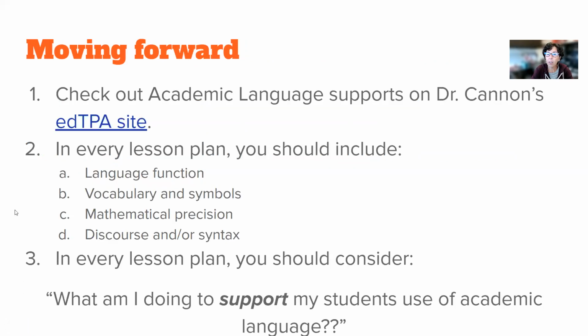Dr. Cannon has a lot of great academic language supports on the EdTPA website. And what's important for you to think about now, moving forward, in every lesson, you should include your language function, vocabulary and symbols, mathematical precision, and then either discourse and/or syntax. It's also going to be important to think about what you are doing to support your students' use of academic language. And that's going to be the focus of our class next week. We'll talk about that when we see each other next week.